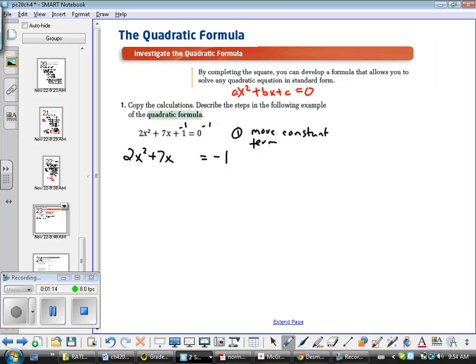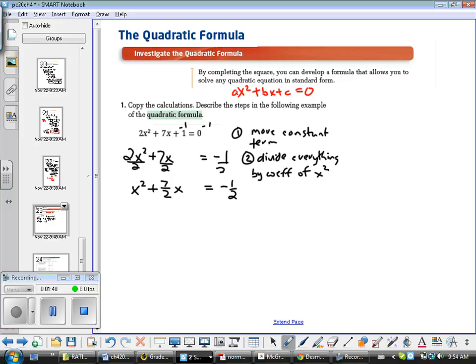The next thing I did, because I wanted to not have that coefficient on the x squared, was divide everything by the coefficient of the x squared term. I get x squared plus 7 over 2 x equals negative 1/2. This should be totally familiar to you from the last section.